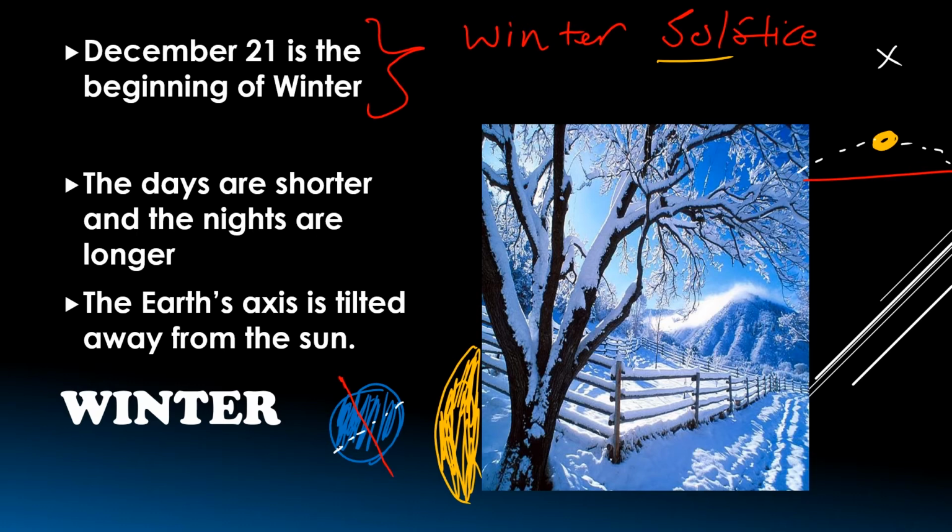So in this example, the southern hemisphere is pointing towards the sun. So it's summer, and the northern hemisphere is pointing away from the sun. So it's winter. And less direct light is hitting the northern hemisphere.